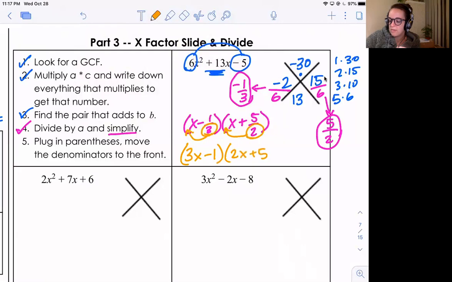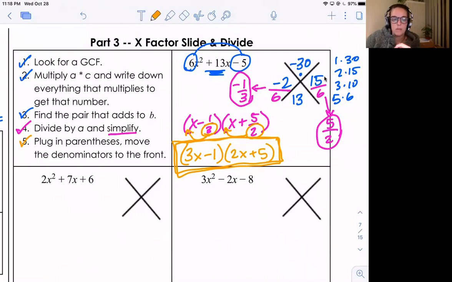2x plus 5. The reason why that helps me, and I know this is a little bit of a trick here, is because that means that 3x times 2x is going to be that 6x squared. All right. And then the negative 1 and the positive 5, that'll give me that negative 5. If we do the middle terms there using the box, then we get the 13. So you can always check these with the box if you would like.